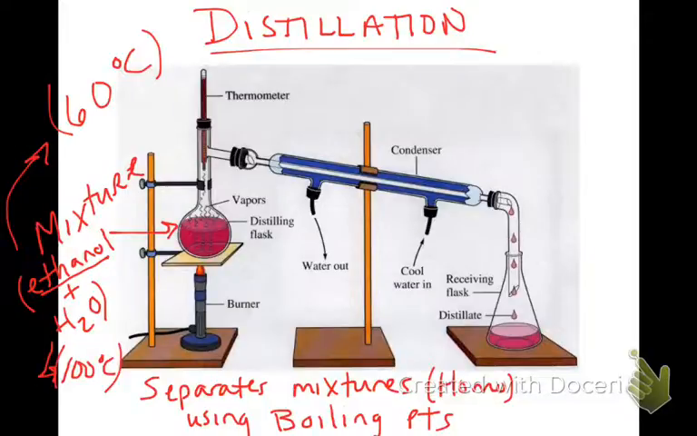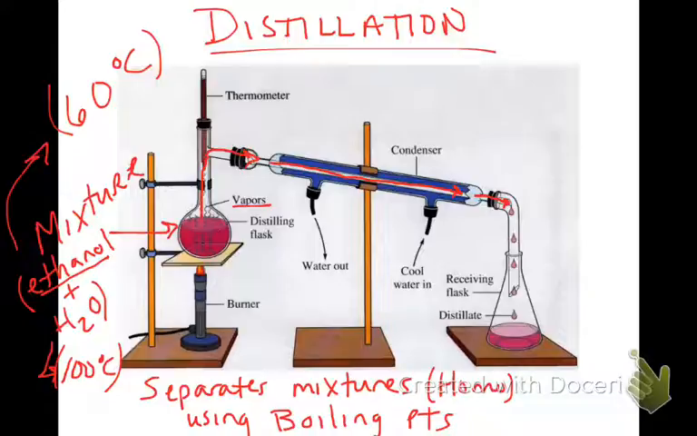So when we heat up this mixture to 60 degrees Celsius, what's going to happen is that ethanol is going to boil off, become vapor. It's going to rise up our distilling flask and into our condenser. As it moves through the condenser, it's going to be cooled and, well, condensed, and start to drip out the end of the condenser into our receiving flask, and that is known as the distillate.